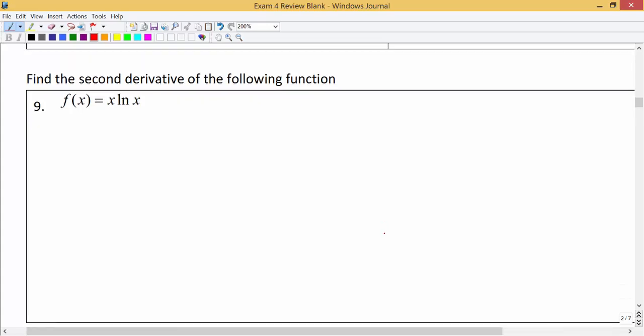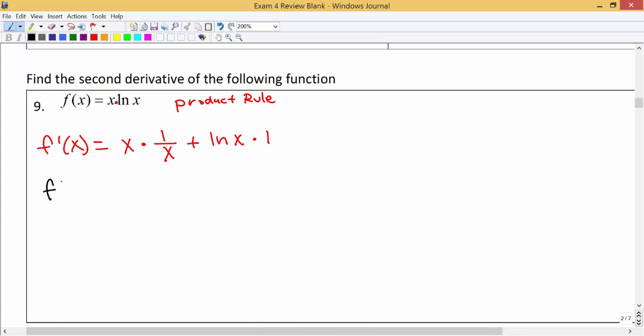For number 9, we're asked to find the second derivative of this function. So you have f of x equals x times the ln of x. So since you have a function of x times another function of x, then this is definitely a product rule. So that would be the first, as is, times the derivative of the second. So that would be 1 over x, plus the second, as is, times the derivative of the first, which of course is just 1.